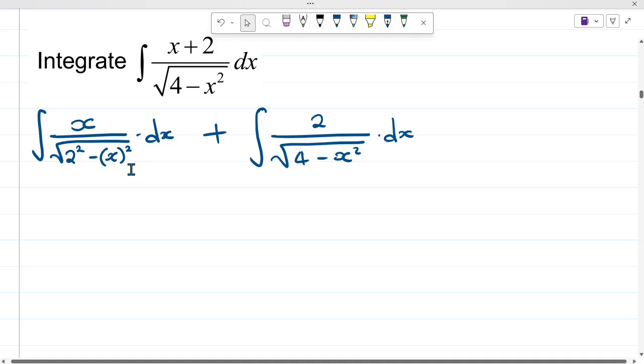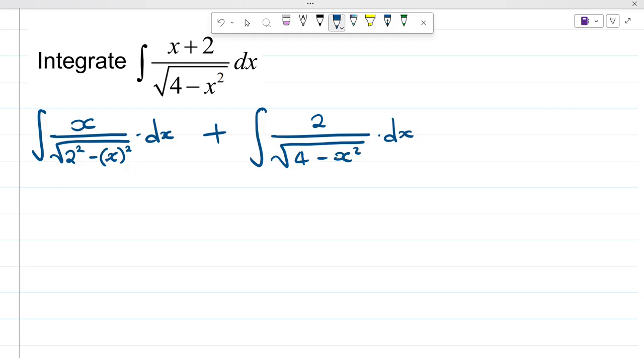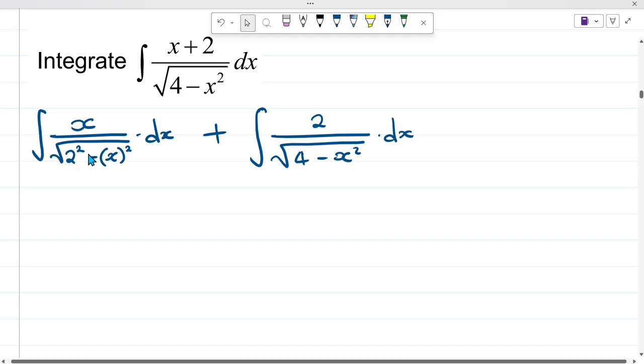So that means we must think of something else. Makes sense, right? So what if I let 2 squared minus x squared be f of x instead? If I let the whole thing inside the radical sign be f of x, then can this be f of x? Yes, because when we derive 4, we get 0, minus, and when we derive minus x squared, we get minus 2x. So I already have the x.